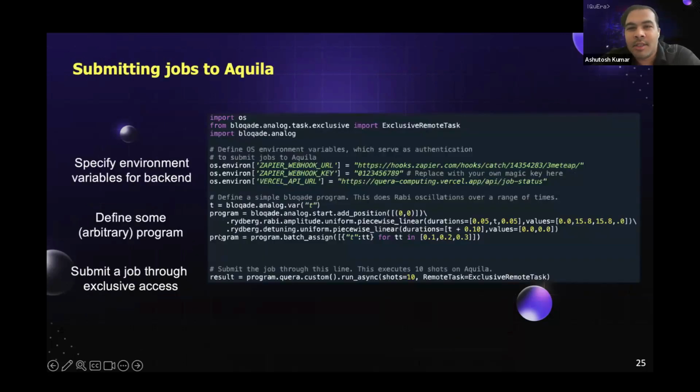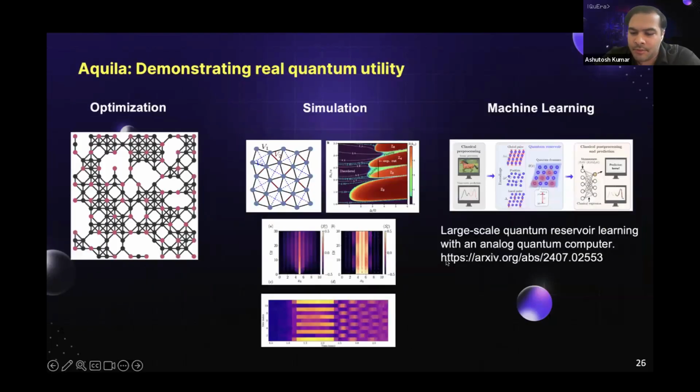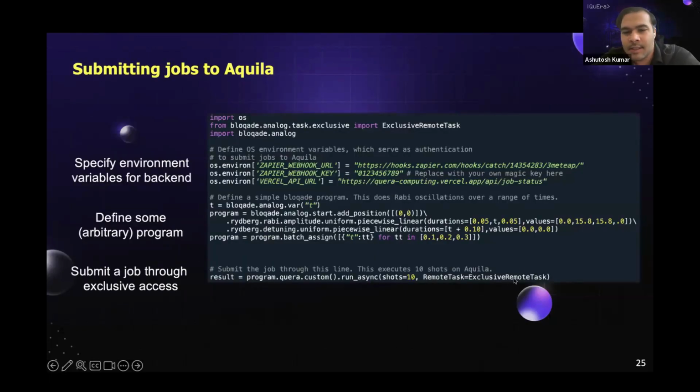So since many of you have got this one hour access, I included this job script that you want to submit to Aquila. So this is a sample self-contained script here. You import the dependencies here, which are the open source dependencies. You can find them on GitHub and install them. You have to define some environment variables for the backend. You will get your access key, I believe, through the email, and you populate these environment variables. You define some program that you want to run, and then you just call this interface function to run the job, and you basically use it through the exclusive access flag here. And I believe you can use a similar interface if you run through AWS Braket as well. You just replace this QuEra flag with Braket or something similar.